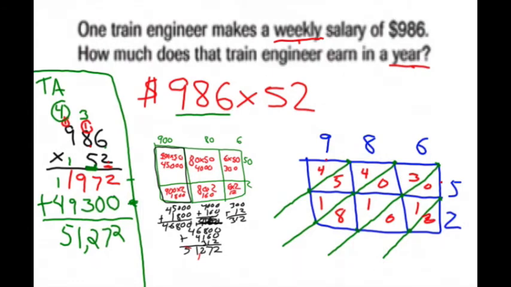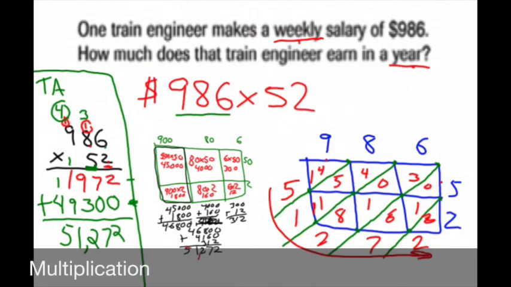So this is 2. This is 7. This is 2, regroup, so I'll just put a little 1 right here because I've got to carry the 1, or regroup the 1. This is 11. Regroup the 1. That's 5. 51,272. 3 ways to multiply, all the same answer. Yay.